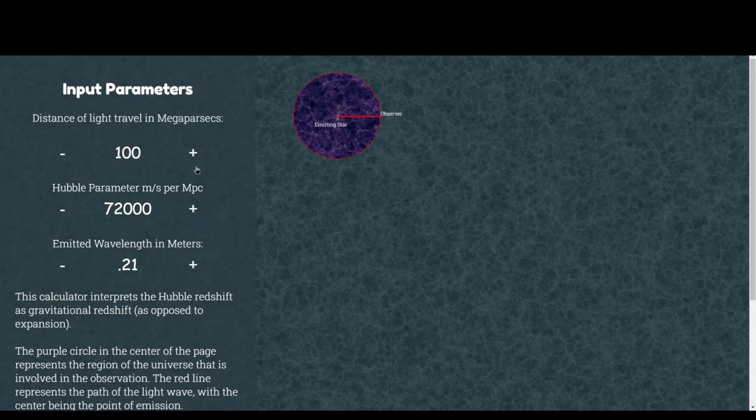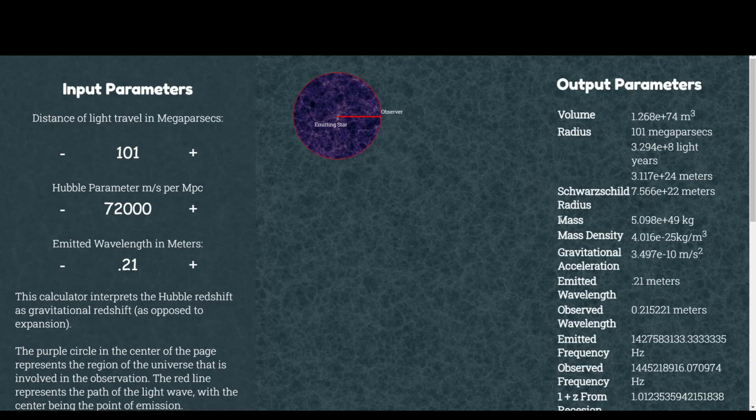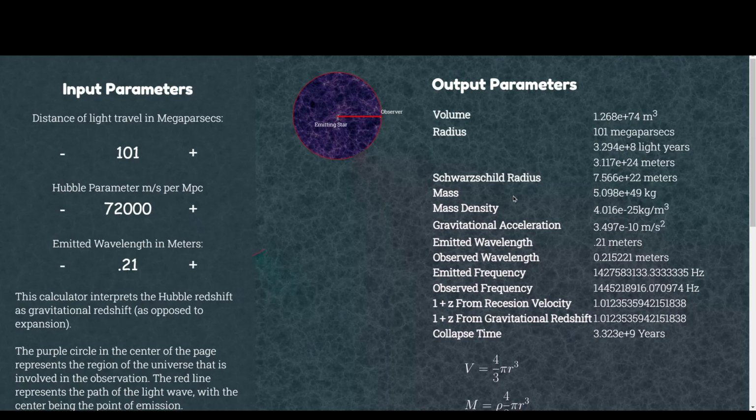Regardless, if you do the calculations, this is for 101 megaparsecs, which is this many light years, this many meters. This is the Schwarzschild radius. This is the amount of mass. This is the mass density. And this is the gravitational acceleration. So the gravitational acceleration is what stays the same. That's going to be the deciding factor for this model.